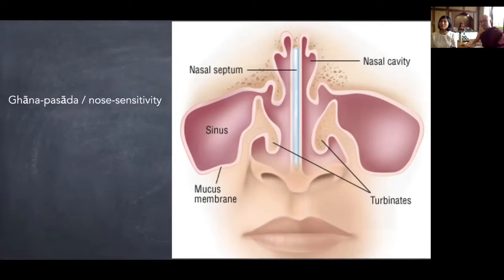Ghana pasada, according to the Buddha's teaching, is again not this whole physical nose, but some kind of material property situated inside the nose, in a place where it looks like the hoof of a goat.